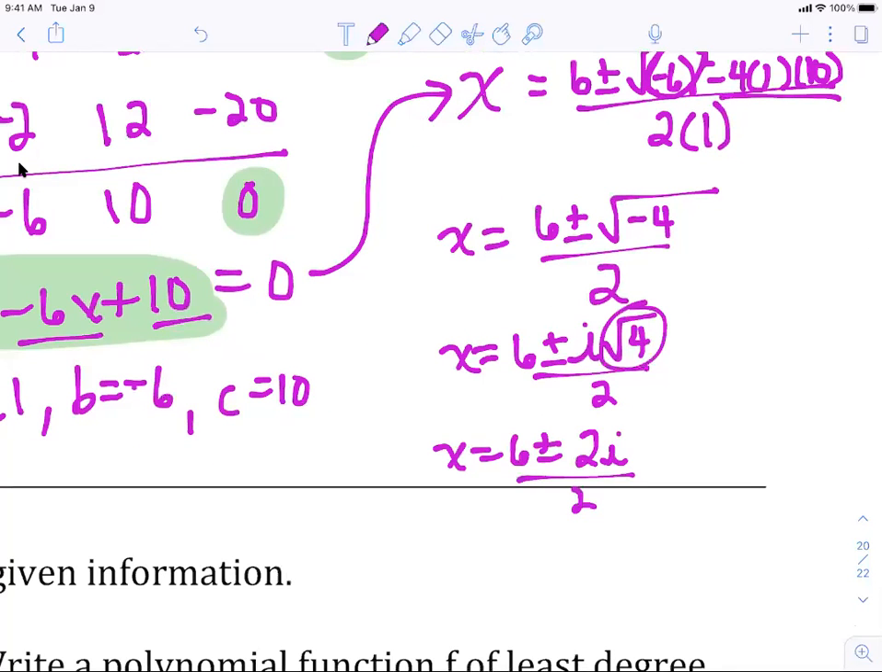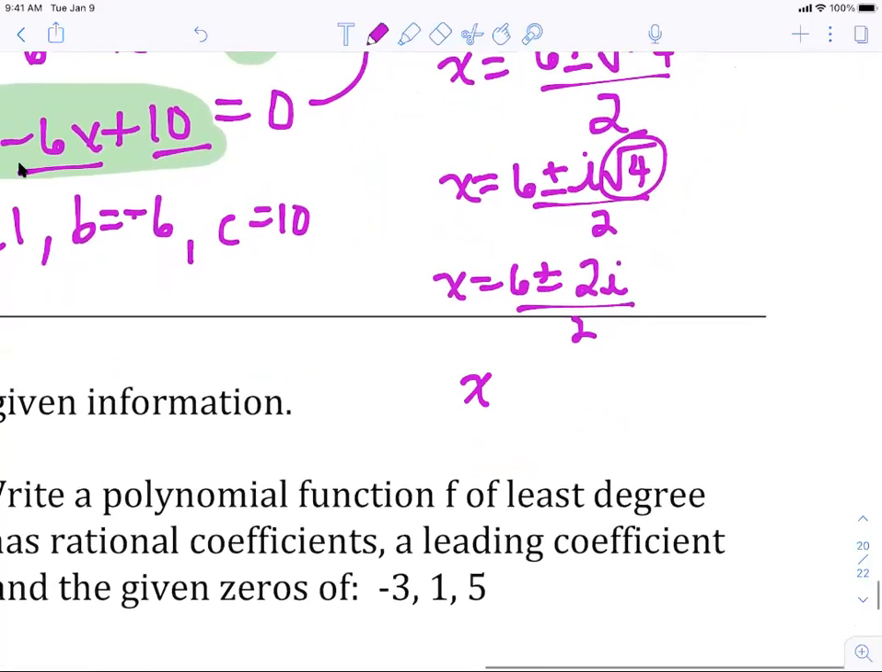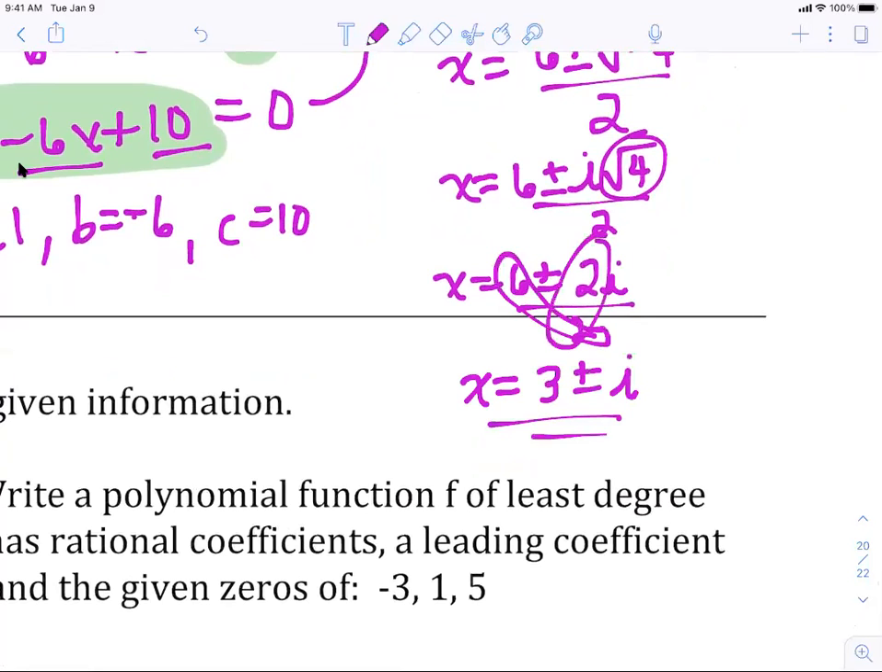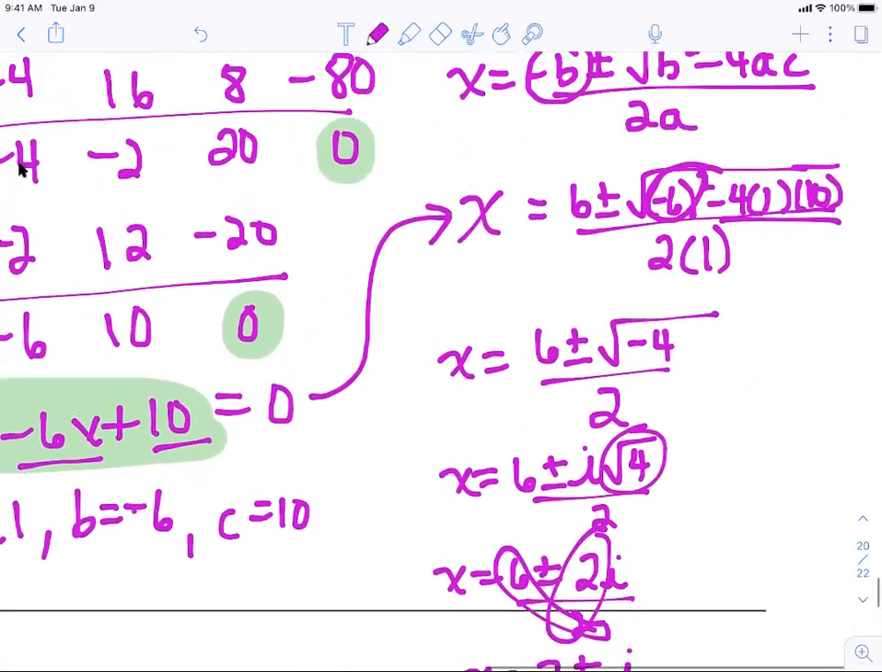And then both of those numbers, 6 divided by 2, 2 divided by 2. So that's exactly what we're going to do. 6 divided by 2 is going to end up being 3. And 2 divided by 2 ends up being a 1i. And there are your last two solutions. 3 plus i, 3 minus i.